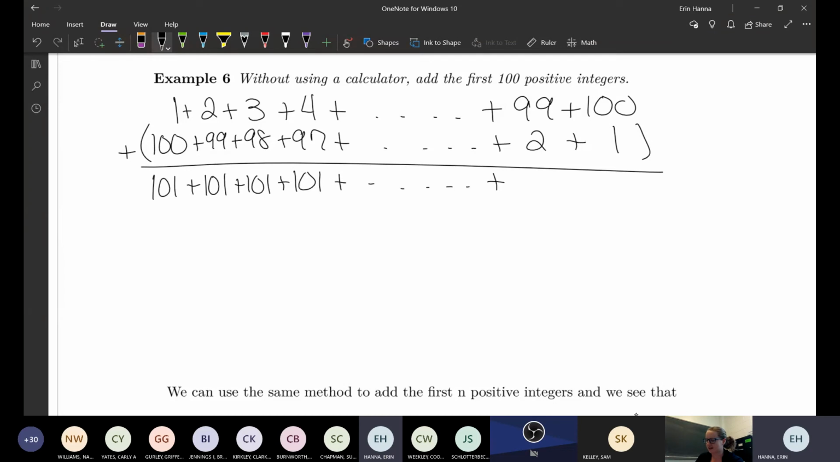And that's not a coincidence. That's going to continue onward. 99 plus 2 is going to give us 101. 100 plus 1 is going to give us 101.